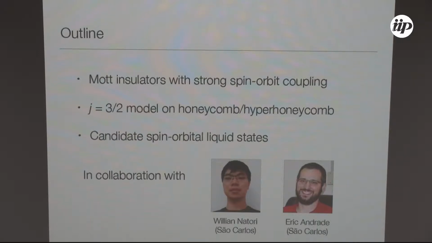And then I'm going to discuss some candidate spin-orbital liquids for this model on these lattices and discuss their energies calculated by variational Monte Carlo. And this is work done in collaboration with my former student, William Nature from São Carlos, and also with Professor Eric Andrade, also from São Carlos.